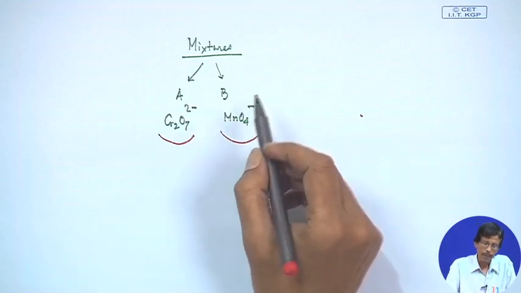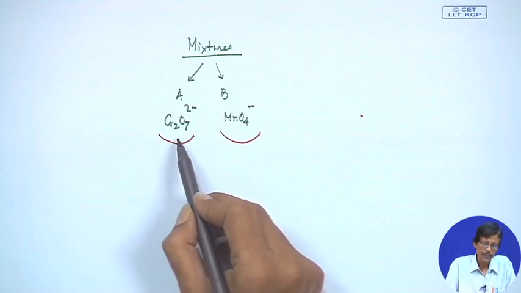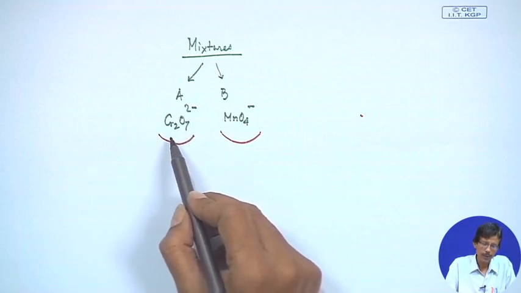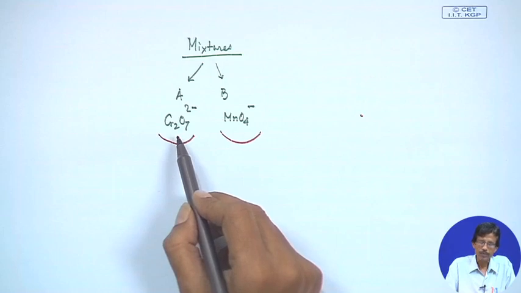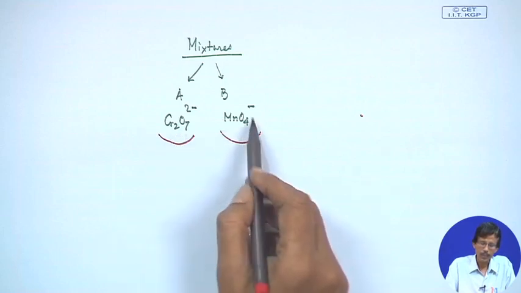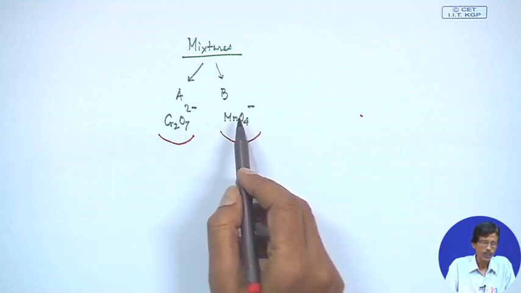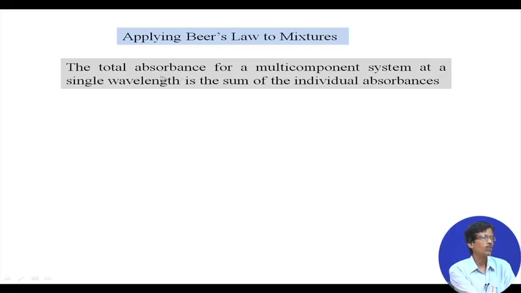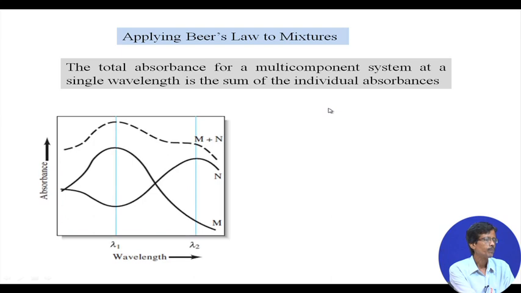So, consider the measurement at a wavelength where the potassium dichromate is not absorbing the corresponding potassium permanganate. The total absorbance we get for a multi-component system at a single wavelength is the sum of the individual absorbances. So, how we can use this sum of individual absorbances is very important.